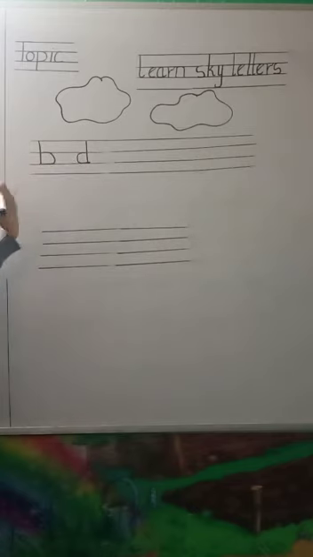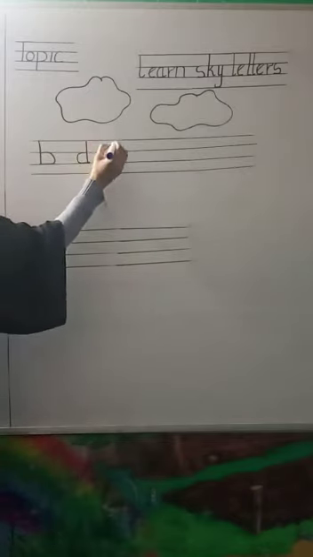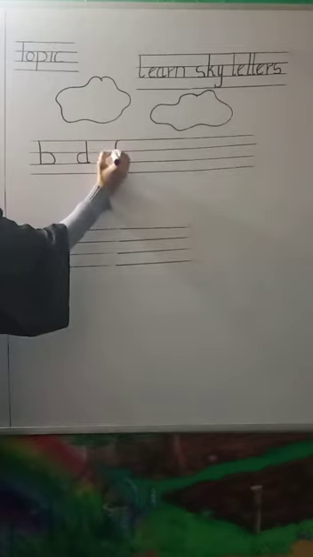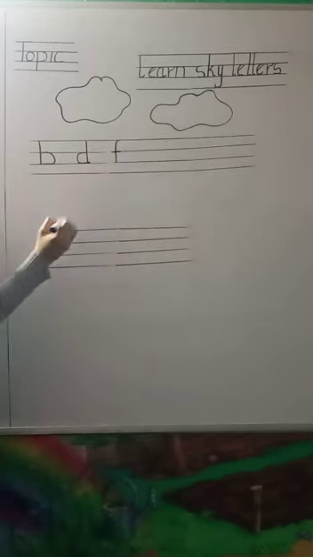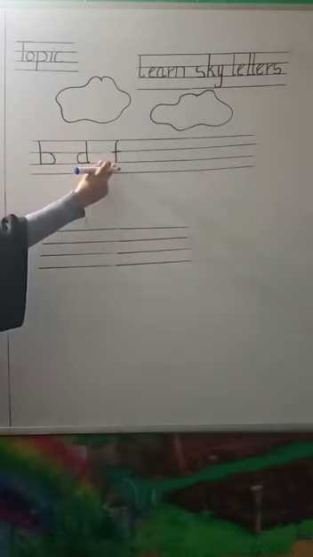Now let's see how many letters are included also in sky letters. Letter F. Which letter? Letter F. It is also, we will write letter F in three lines like that. In this way. So letter B, letter D and letter F.